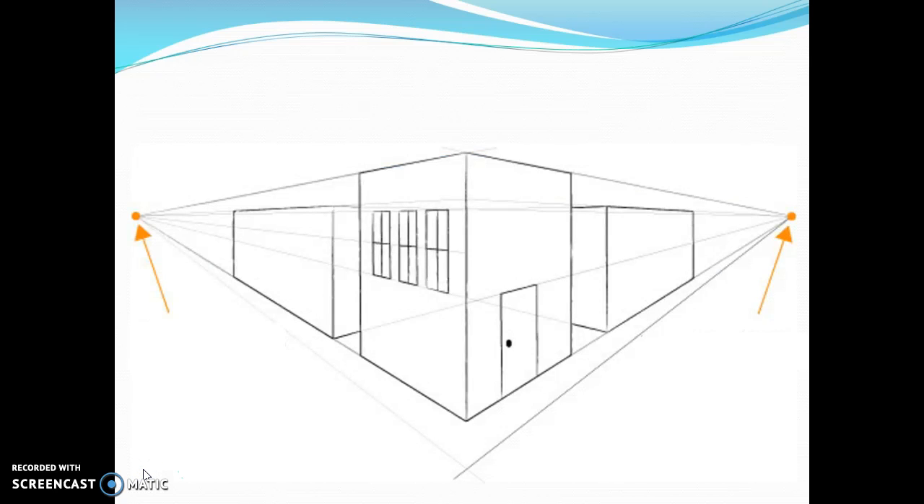Here is an example of a city block that is drawn in two-point perspective drawing. The two vanishing points on both sides of the screen are the locations where the horizontal lines on either side converge and create that illusion of three-dimensional objects on a two-dimensional plane.